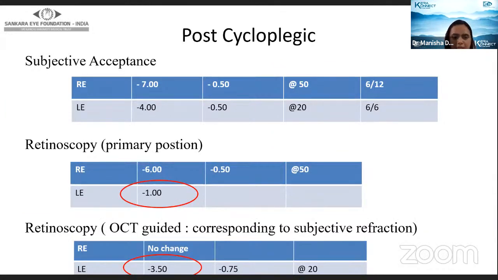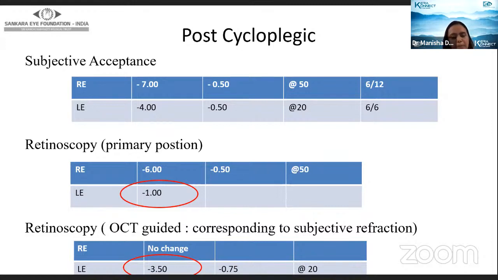During our post-cycloplegic refraction, again in subjective acceptance, we noted that in the right eye, it was again correlating with the pre-dilatation subjective acceptance. It was -7 diopter sphere with -0.50 diopter cylinder. But in the left eye, again, it was correlating with the pre-dilatation acceptance, -4 diopter sphere with -0.50 diopter cylinder. And in retinoscopy, we were observing the similar phenomenon of -1 diopter sphere, in contrast to the -4 diopter sphere of subjective acceptance.